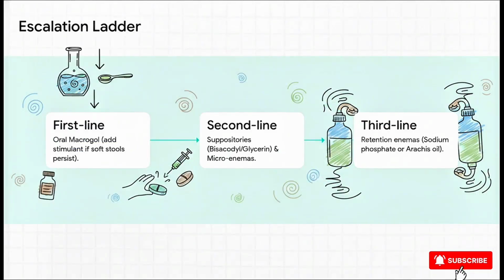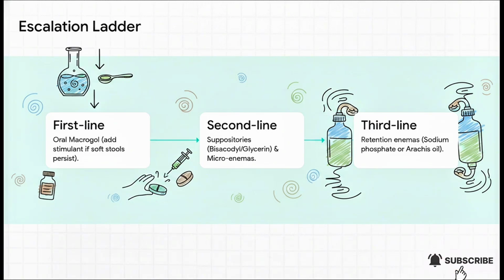Let's break down that medication ladder. Your first-line defense is oral macrogol. If the stool gets soft but still isn't passing, you go ahead and add a stimulant laxative. But what if the oral meds are just taking way too long or your patient is in severe discomfort? That's when you step up to second-line treatments: digital removal, suppositories like bisacodyl or glycerin, and microenemas.